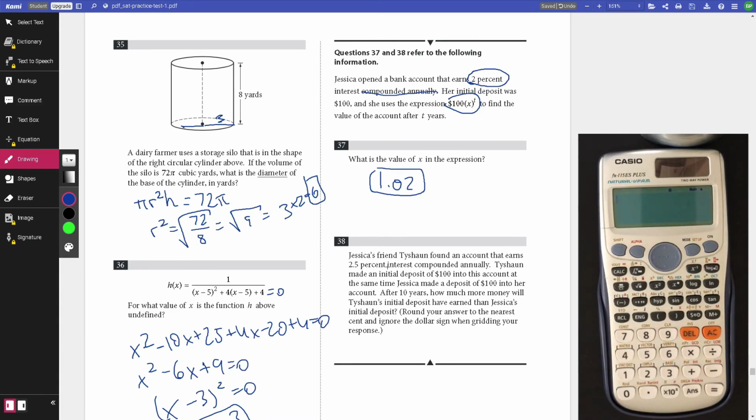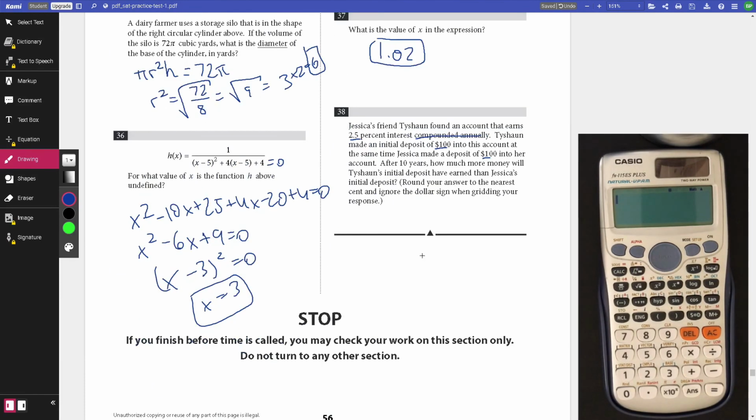Then number 38, her friend found an account that has 2.5%. This doesn't matter when it's annually. And her friend made an initial deposit of $100 into this account at the same time. She made a deposit of $100 into her account. After 10 years, how much more money will her friend have earned than Jessica's initial deposit?